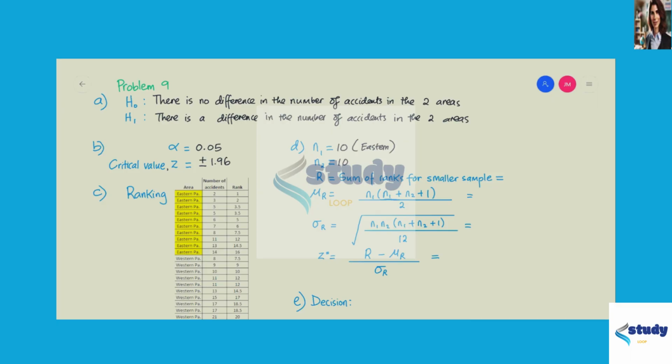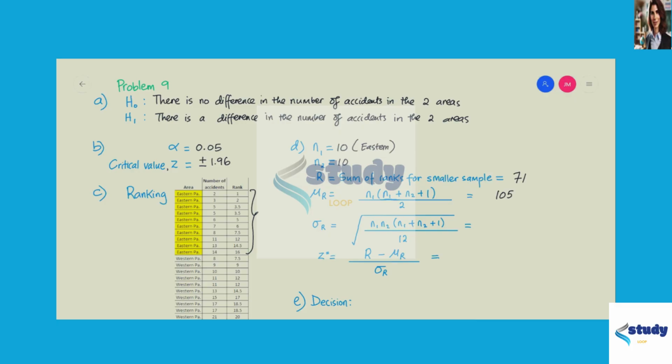Now, R is the sum of ranks for the eastern part, and that is given by adding all these values of rank from 1 to 16. And the value of R is 71. Next, we get mu R by substituting the values N1 and N2 into the equation, and mu R is 105.